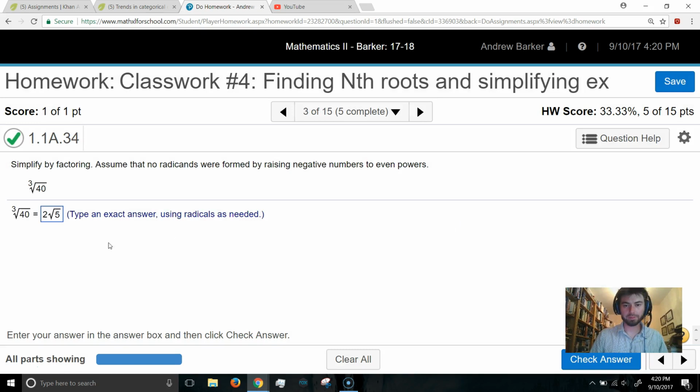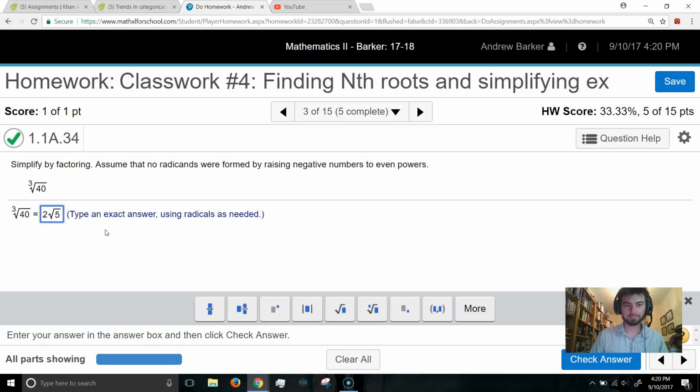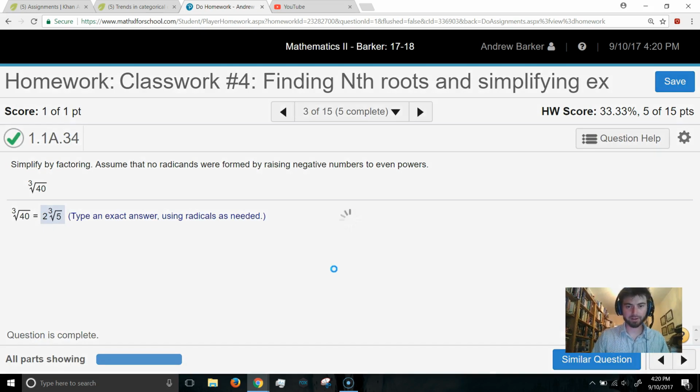Oh wait, where did I write? What did I come up with? Factor out of 4, 10. Oh, I know what I did wrong. It's supposed to be a cube root. There we go. 2 cube root 5. Very important to have that cube root there. How does that work? All right.